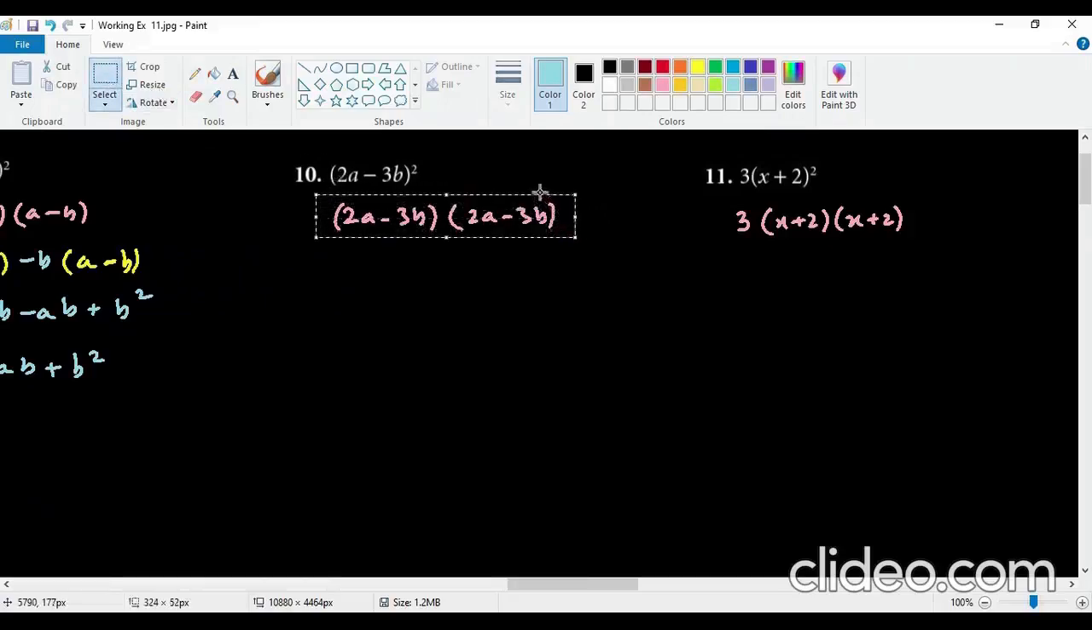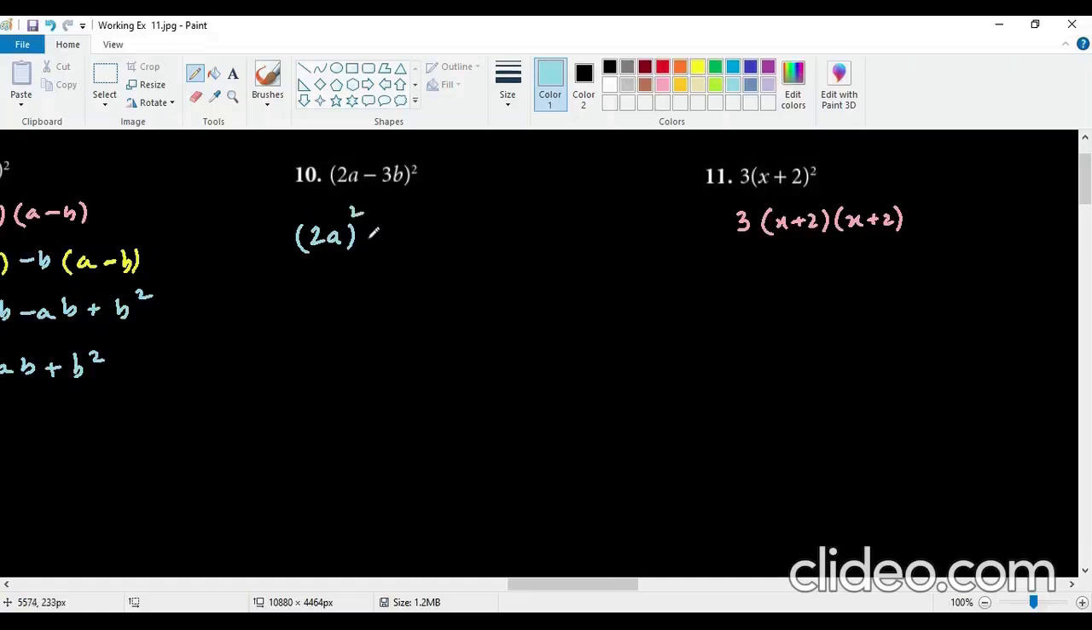For question number 10, in here I am going to do this directly using a formula that I have already explained to you. First value is going to be 2a square, and minus 2 times 3 is a 6, 6 times 2 is a 12, so 12ab, and plus b square, something like this. So 4a square minus 12ab and plus 9b square is going to be the final answer using a formula.